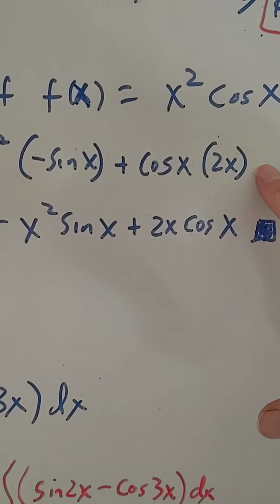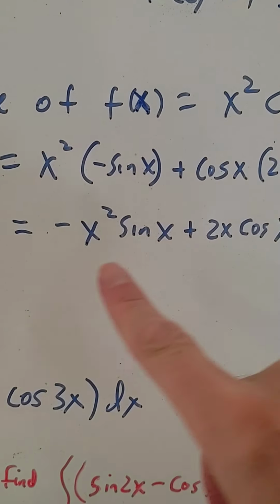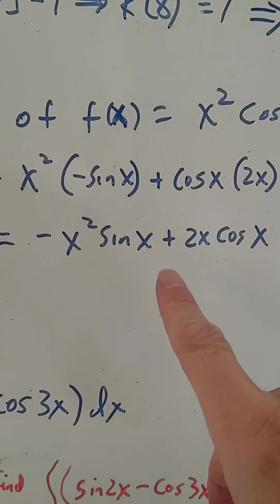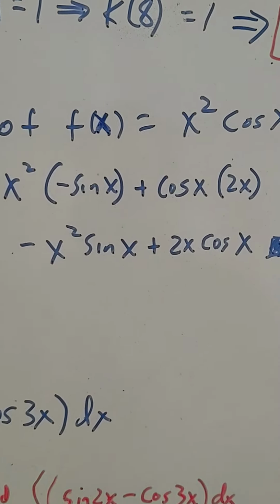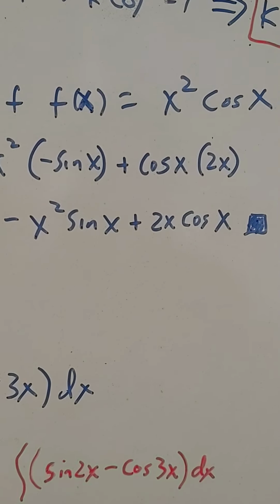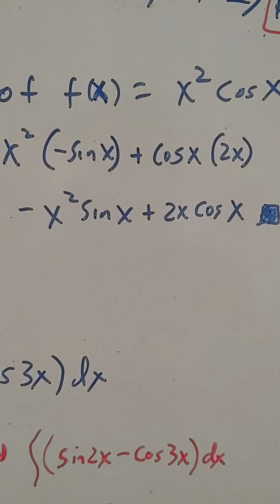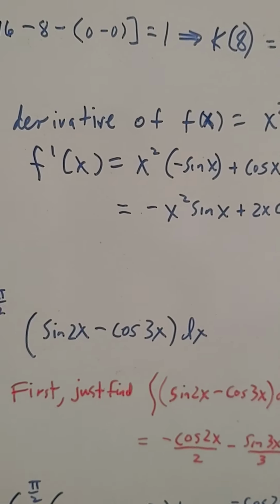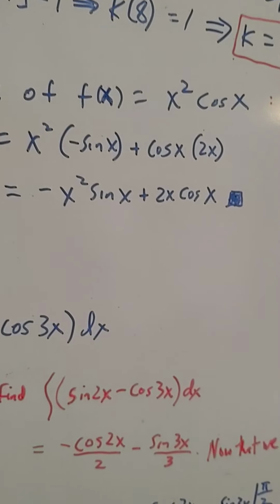Okay. And now all I did was I just simplified. I put this negative in front, so I get negative x squared sine x plus, and then I put the 2x in front. It looks nicer that way. And we're done. I mean, I could pull out an x, but it's unnecessary. I would just stop right there. So there is our derivative. F prime of x is equal to that.